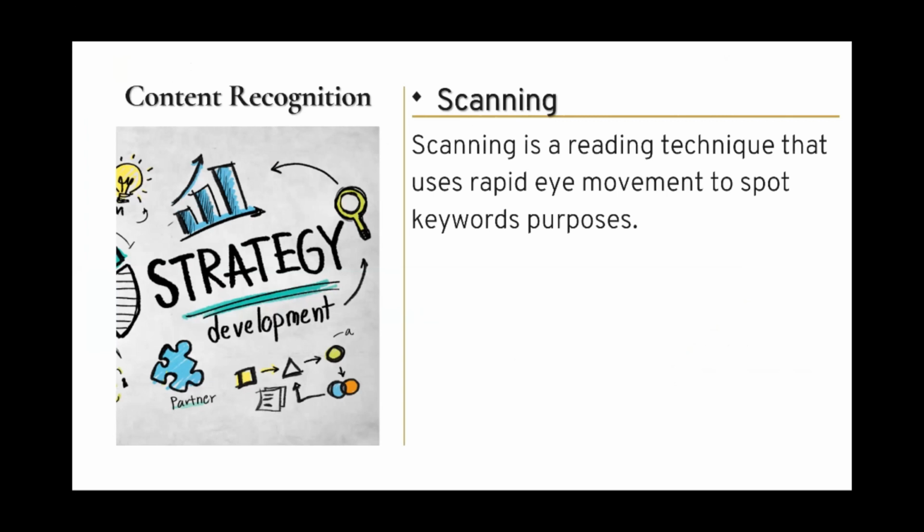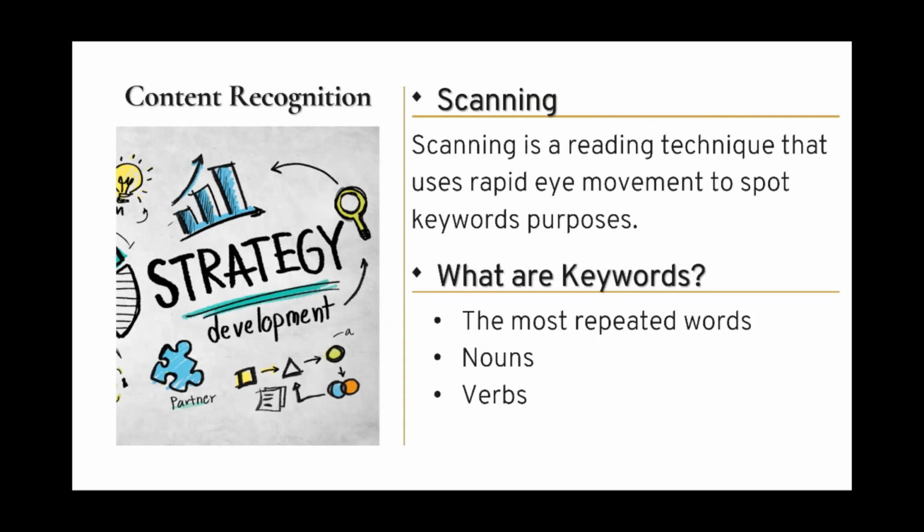What is scanning? Scanning is a reading technique that uses rapid eye movement to spot the keywords. So the first question I would have in mind is, okay, what are keywords? Keywords are the most repeated words in the text. They can also be nouns, which is the name of a person, name of a place, numbers, years, percentages maybe, but it really depends on whether it is related to the main idea or not. Verbs, again, yes, they can be keywords, but you need to find out whether they're related to the main idea or not.